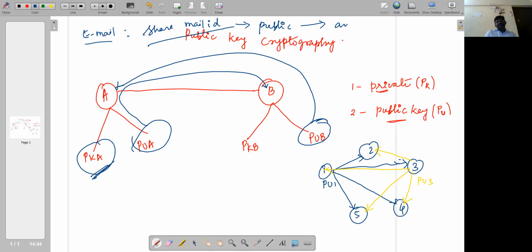But the private key is similar to your password. You will not share, or you are never supposed to share, the password with others, right? With the help of your own password, that is, with the help of your private key in this scenario, only the authorized or authenticated user can read the mail.